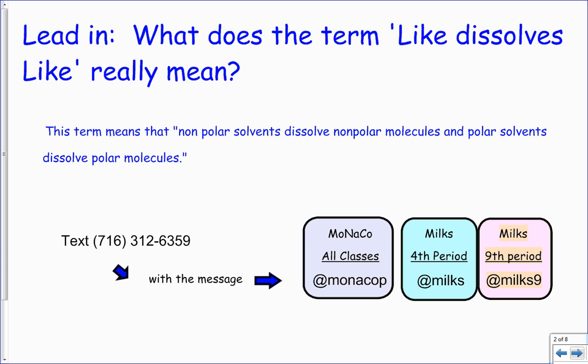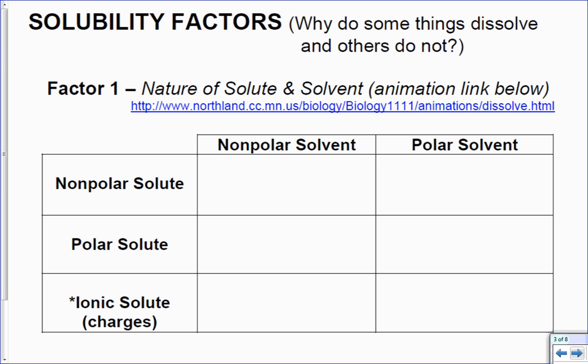Oh, polar. There's one of those things we learned from bonding, polar molecules. It's going to come back up into play now. So, solubility factors. Factor number 1 is what we call nature of the solute and solvent.